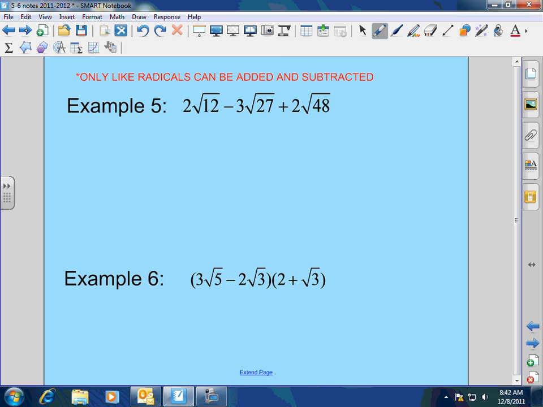Now if you can see here in red, I'm going to go ahead and highlight it as well. Only like radicals can be added and subtracted. Just like terms. If you remember, if you have 5x plus 3x, that's going to be 8x because you have x to the power of 1. If you have 2x squared plus 3x squared, that's going to be 5x squared because x is raised to the second power. You have the same variable and the same exponents, so they're like terms, so you can add them. Just like that works, you're going to apply it to radicals.